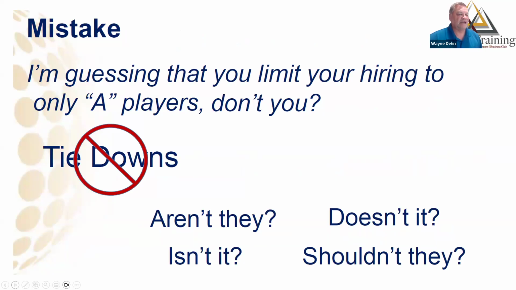Be careful of tie downs. What I mean by that is tie downs commit the client to something that maybe they're not ready to commit to. Aren't they? Isn't it? Shouldn't it? Maybe you should just end it by saying, I'm guessing that you limit your hiring to only A players, and then stop. Let the client fill in the rest instead of you trying to sound like you're giving them a tie down, because people naturally become resistant if you're pushing them into a sale.